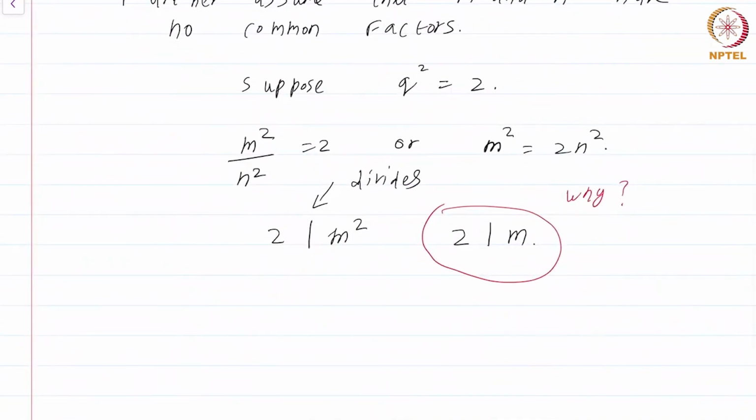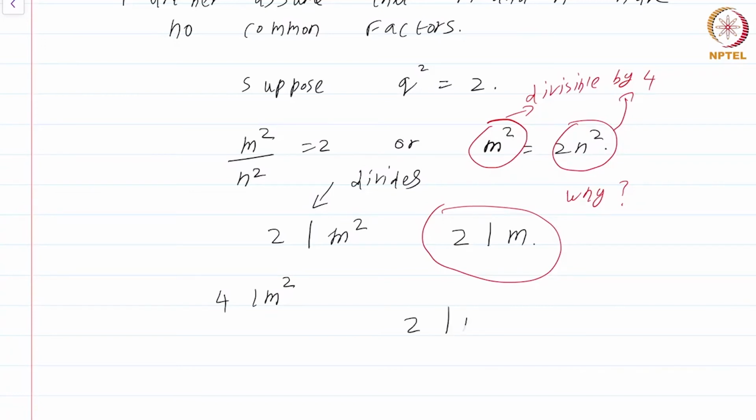But that means 4 divides m squared. Why is this the case? Because 2 divides m, therefore 4 must divide m squared. That means the LHS here is divisible by 4. That means the RHS must also be divisible by 4. Now there is already a 2 coming from 2n squared. Putting all this together, we get 2 must divide n squared.